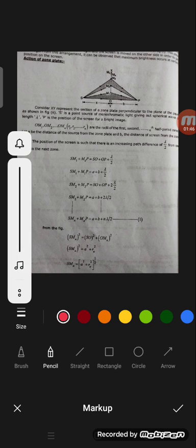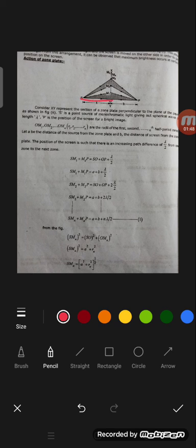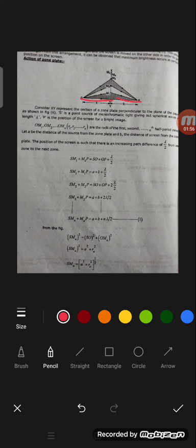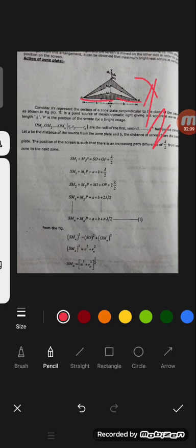Let a be the distance from S to O, and b be the distance from O to P. The position of the screen corresponds to an increasing path difference of lambda by 2, so each successive zone has a path difference of lambda by 2.